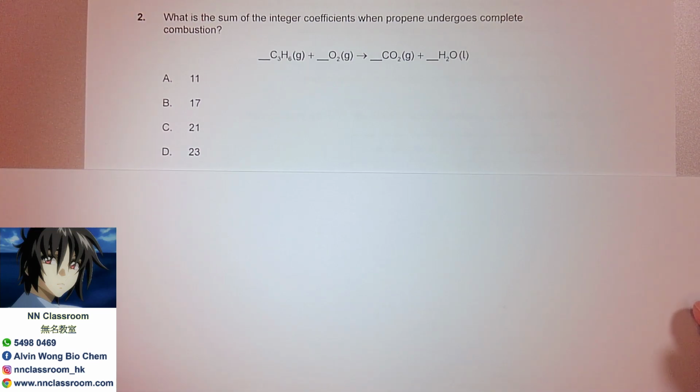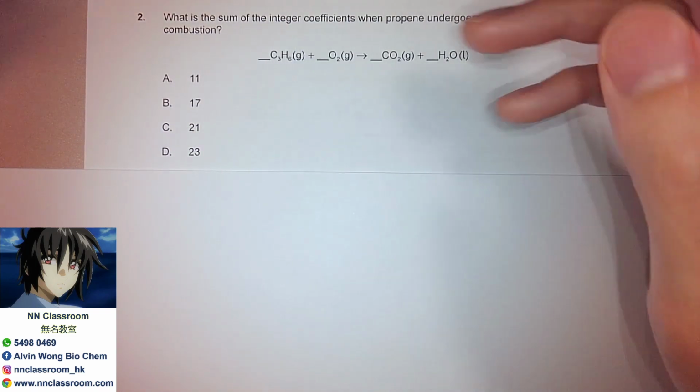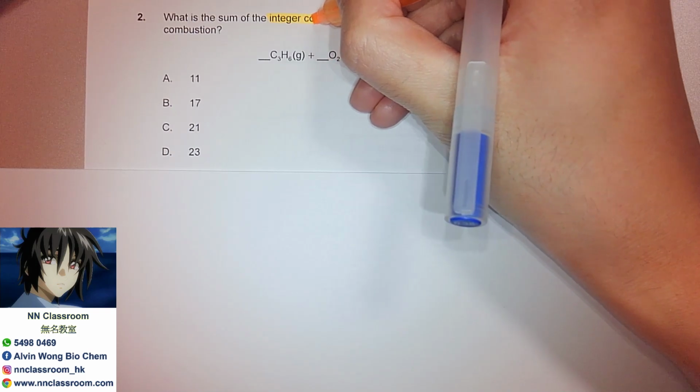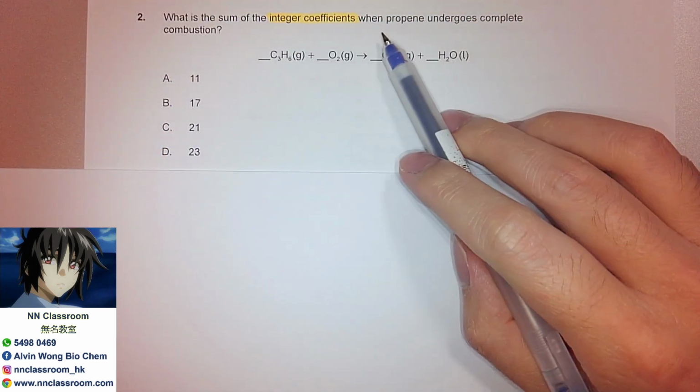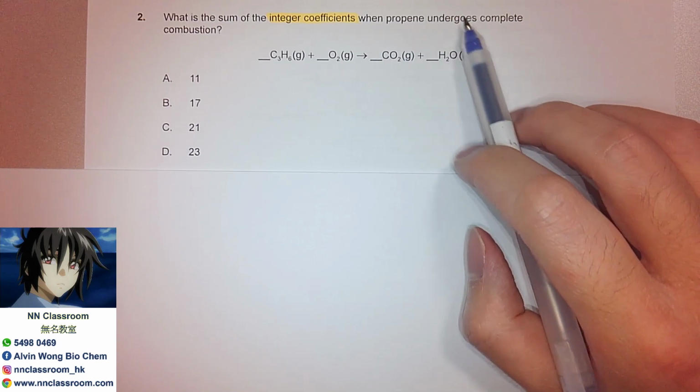Today I'd like to share with you a past paper question from 2019, time zone 2 in May. Question number 2 is a pretty typical question asking for mole calculation, or so-called chemical equation balancing. Let's see. What is the sum of the integer coefficients? Given that we must be using integers but not fractions, that means the lowest possible numbers, when propene undergoes complete combustion.